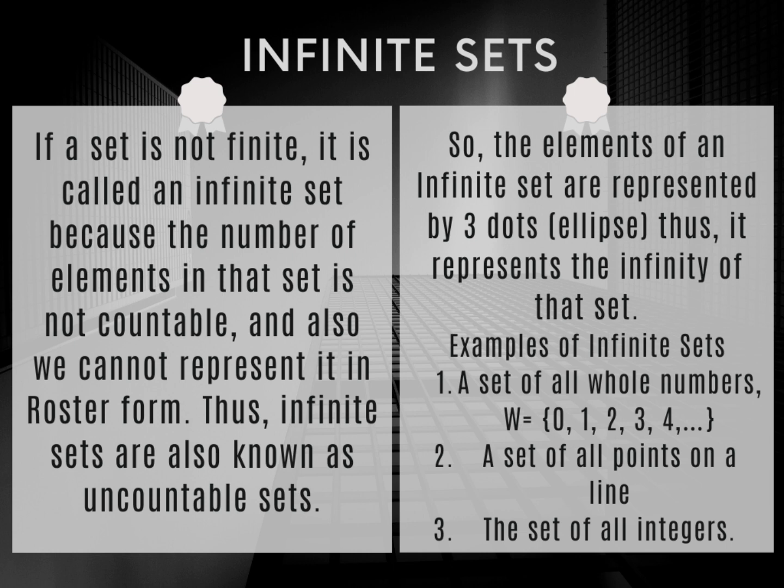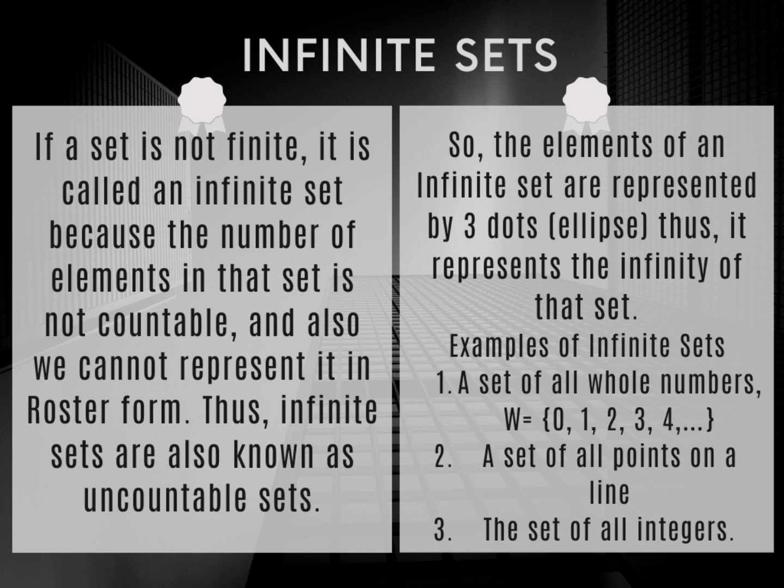So what is an infinite set? If a set is not finite, it is called an infinite set because the number of elements in that set is not countable. So when we say infinite sets, it's not countable, and also we cannot represent it in roster form. Thus, infinite sets are also known as uncountable sets. The elements of an infinite set are represented by 3 dots or the ellipsis. Thus, it represents the infinity of that set.